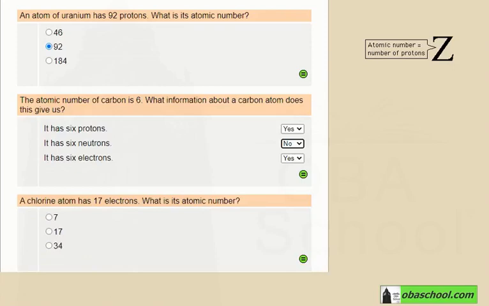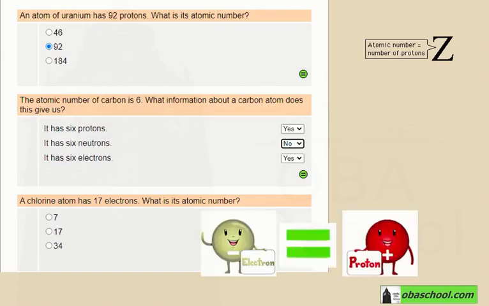So let us now take another example. A chlorine atom has 17 electrons. What is its atomic number? So you're given the number of electrons and asked to find the atomic number. Do you know any relationship between the atomic number and the number of electrons? Well, yes, it's simple. In a neutral atom, the number of electrons equals the number of protons. So the number of protons equals the atomic number. And if we know the number of electrons, we can easily find the number of protons. So the atomic number is 17 as well, since electrons equal protons.